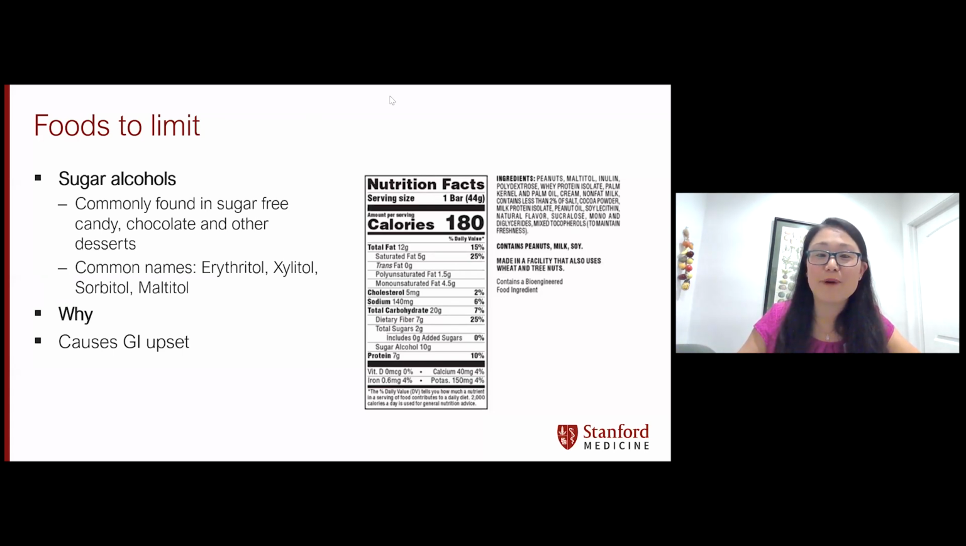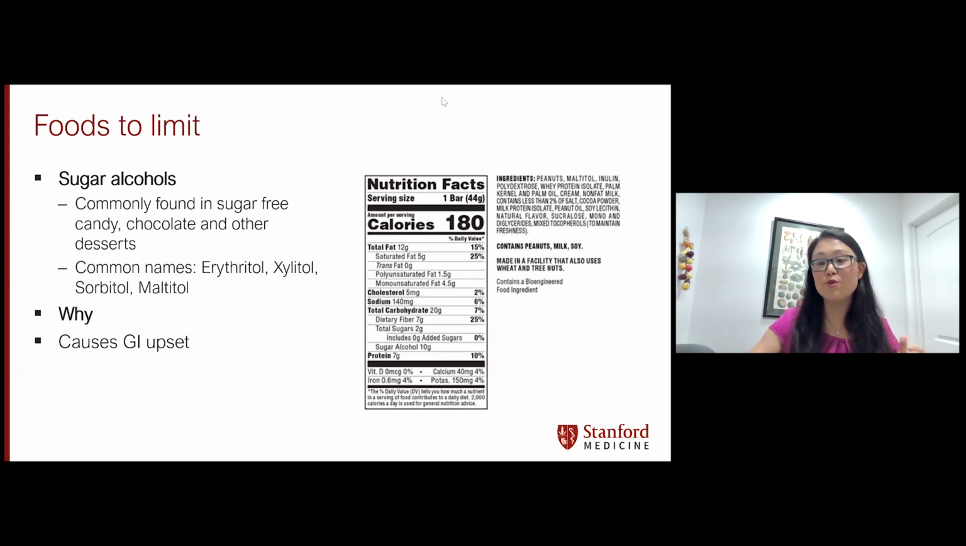Another thing to really think about are foods to limit. So in general, I typically have a very flexible sort of outlook as a clinical dietitian at Stanford, but I will say that with diabetes 3C, especially if there are any digestive issues going on, I really try to limit and recommend no sugar alcohols. So sugar alcohols are things that have the "ol" on it, like erythritol, xylitol, sorbitol.